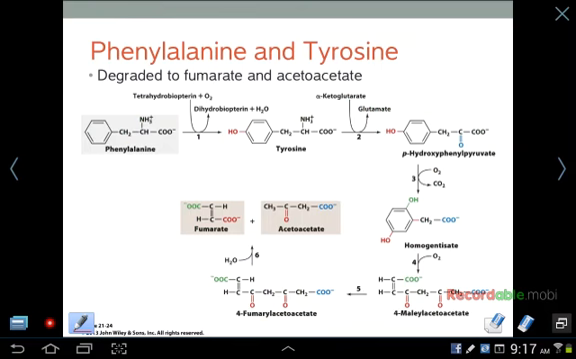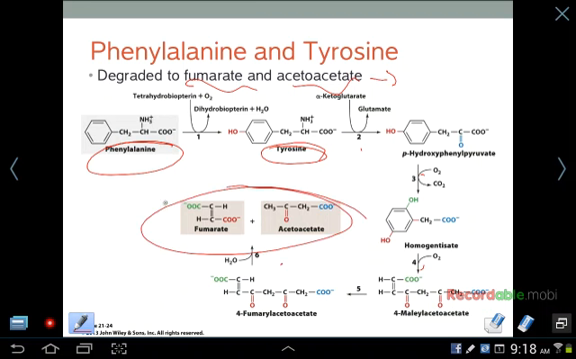Phenylalanine and tyrosine are degraded to make fumarate and acetoacetate. So these are 2 metabolic processes that can be put either into fatty acid synthesis or the citric acid cycle. So we see we start out with phenylalanine, gets converted to tyrosine, and then we have 1, 2, 3, 4, 5 more steps to make the byproducts or the metabolite products of fumarate and acetoacetate.